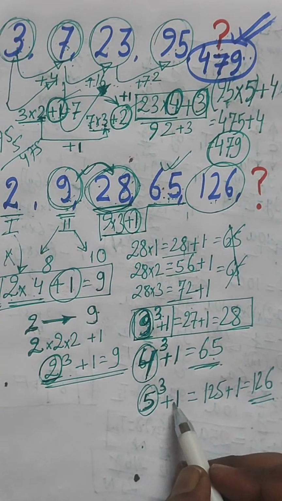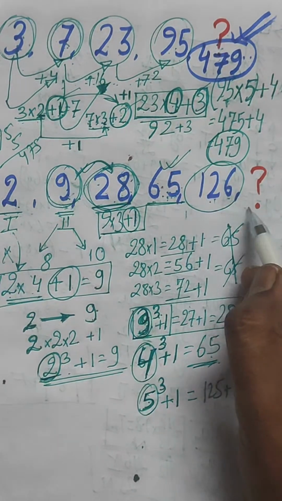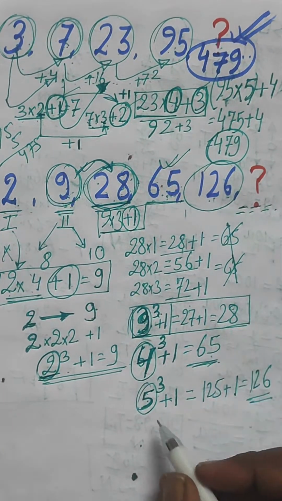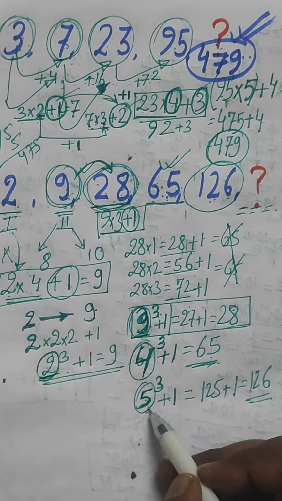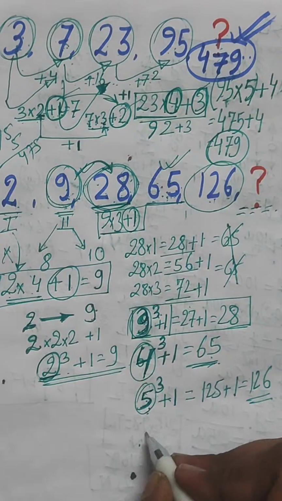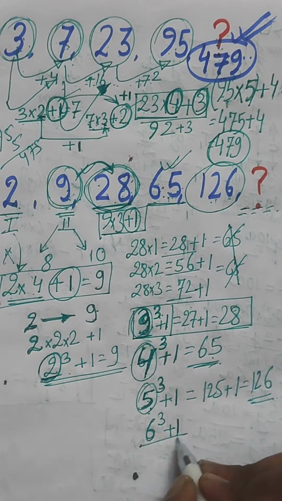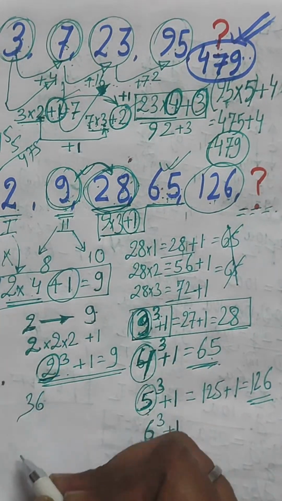Now in the series, we get the next number at the point of the question mark. When you take the next number into the series, we have taken 3, 4, 5, now this is the term of 6. So this will be 6 cube plus 1. Same series will be followed. So what is 6 cube? 6 into 6 is 36.